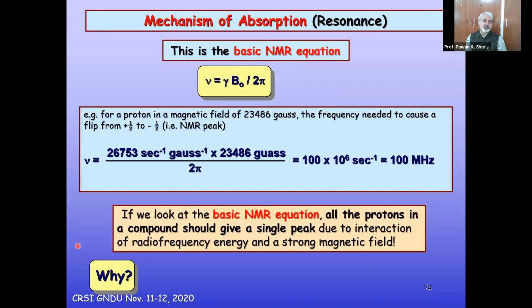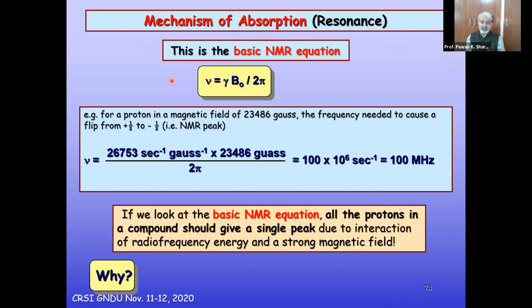Why? Because look here, nu is equal to gamma B0 by 2 pi. Gamma is the magnetogyric ratio. We are recording a 1H NMR spectrum, so gamma is the same for all protons. All hydrogens would have the same gamma, 26,753 per second per Gauss. B0, the applied magnetic field, is the same. Pi is constant. So there is no variable. Everything is constant for a particular nucleus. So if this basic NMR equation is right, then all protons in a compound should give a single peak.